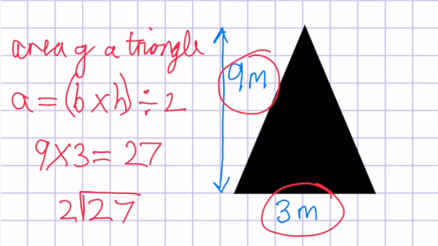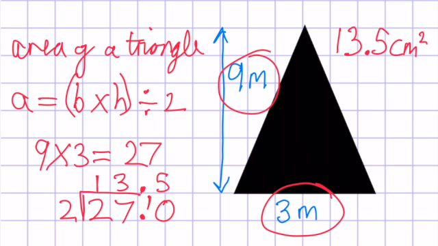But now I have to half 27, so I'm going to just use that method. 2 goes into 2 once. 2 goes into 7 3 times with a remainder of 1. And 2 goes into 10 5 times. So the area of this triangle, let me write it up here, is 13.5 centimetres squared. So there's an example of when you may have to give your remainder as a decimal. Let's take a look at one last one.